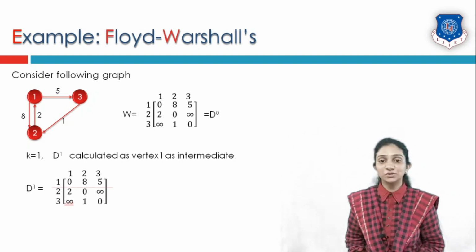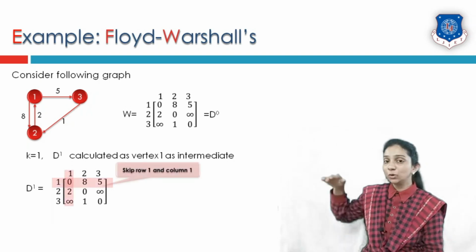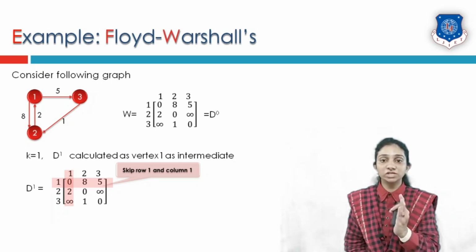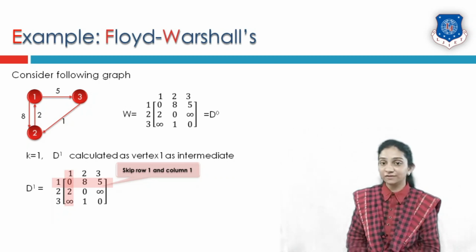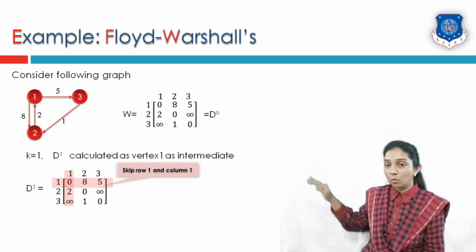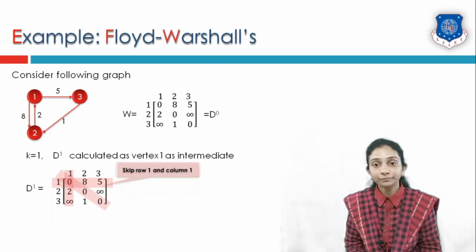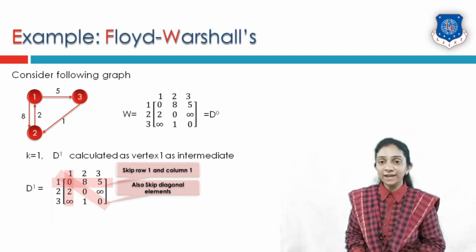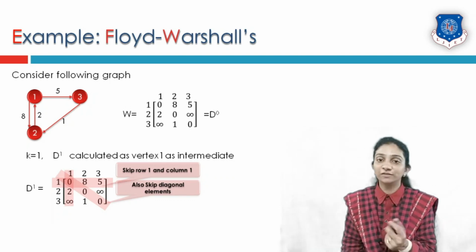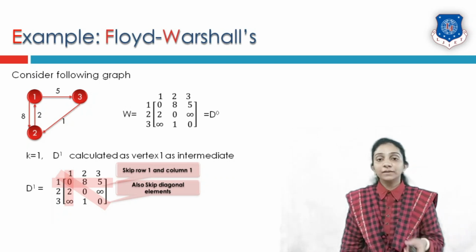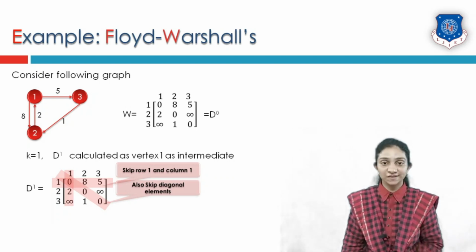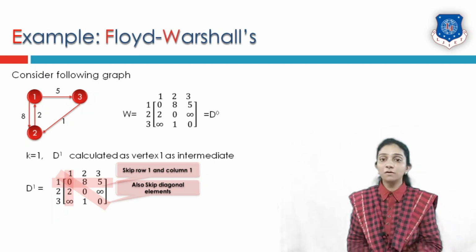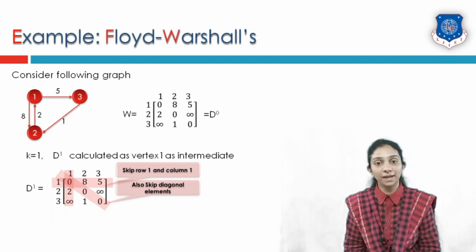Now in this matrix, we are going to eliminate row 1 and column 1, because we are considering vertex 1 as the intermediate vertex, so we skip row number 1 and column number 1. Also we need to skip diagonal elements. In every case we are going to skip diagonal elements. There are only two cells whose work is left: cell 2, 3 and cell 3, 2. So we will work on these two cells one by one.